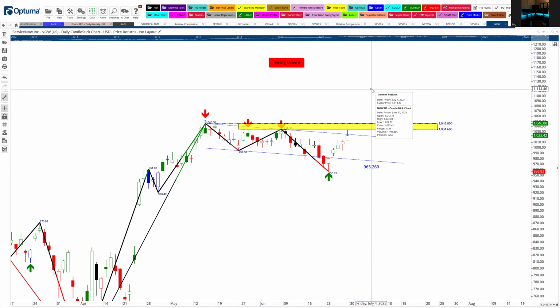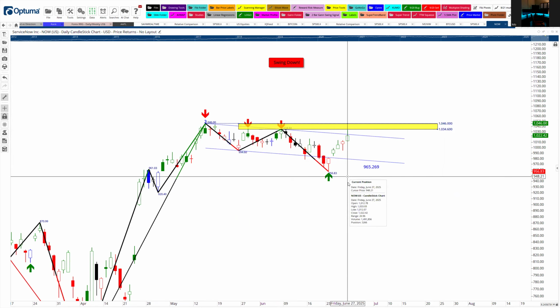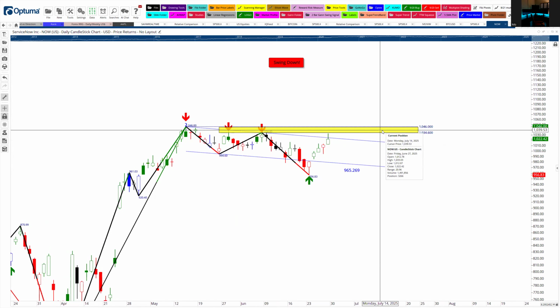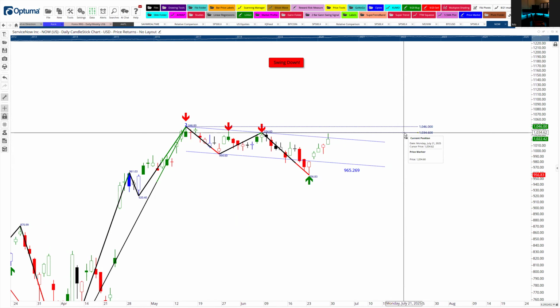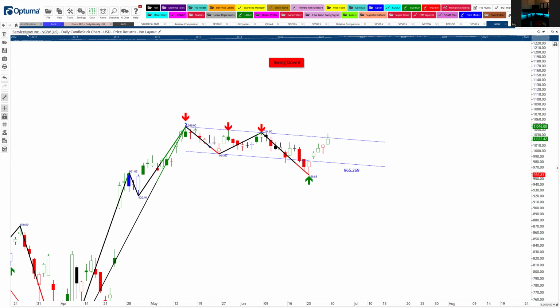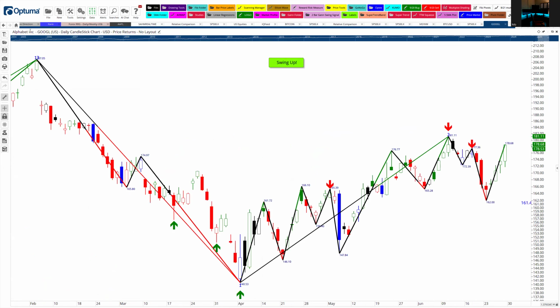And we can definitely then project the upside from here. So this is ServiceNow. We have Google is fine. Google is good. I have this wave count here on the Google anyway, right here.